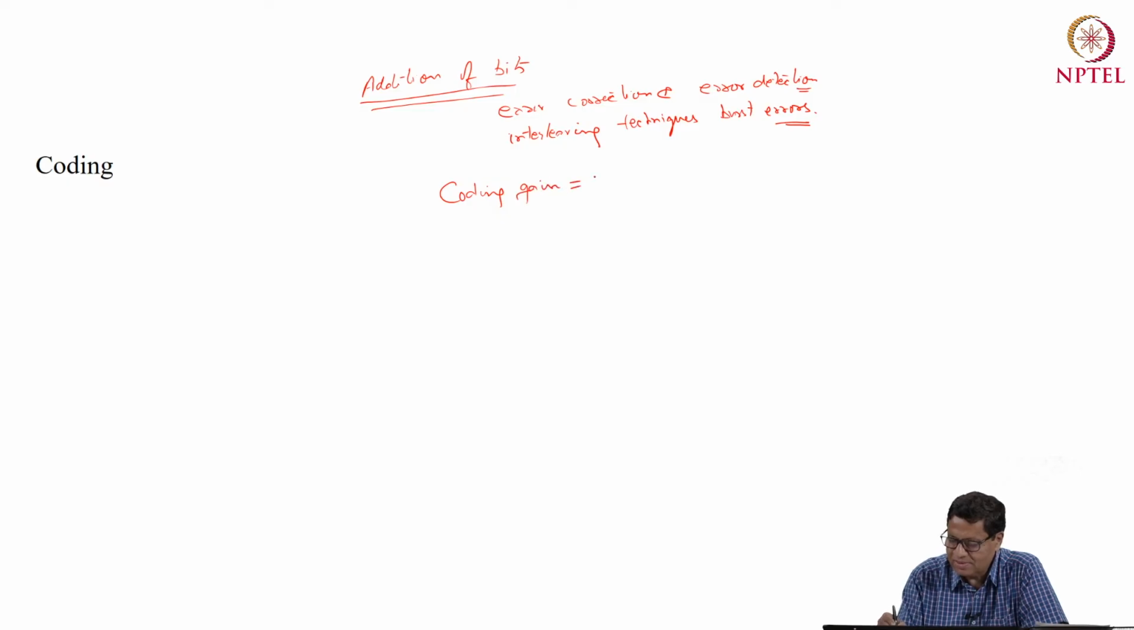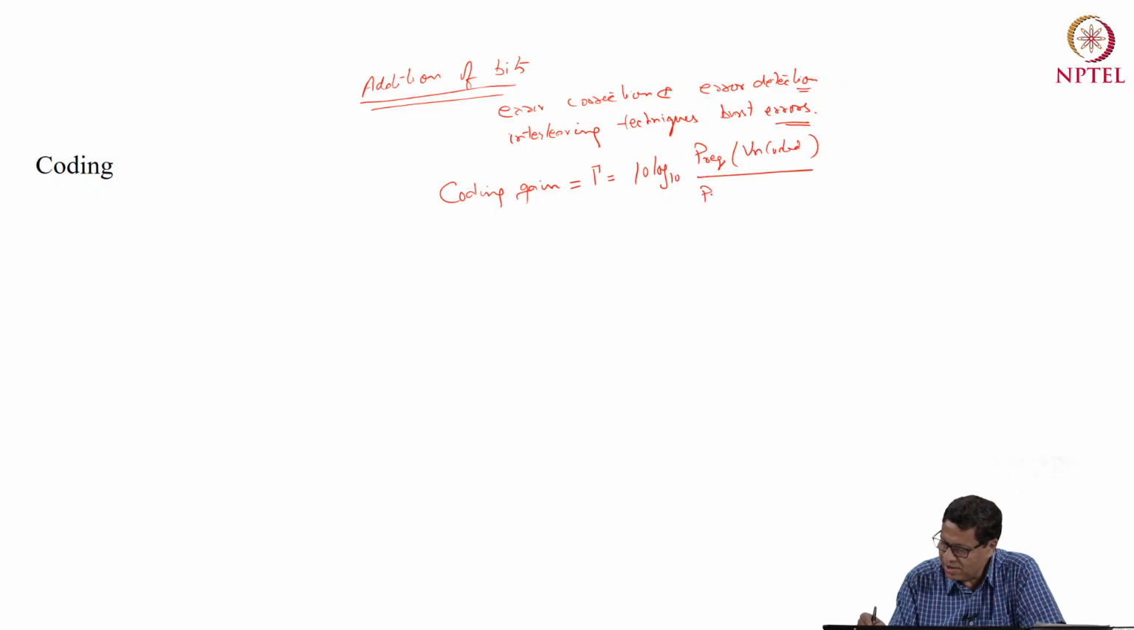Let us denote this as gamma. This will be 10 log to the base 10 of the power required when you have uncoded signals, divided by the power required when you have the coded signal. So this indirectly tells about the reduction in power by having coding in the bits, coding in the waveform. This is called coding gain.